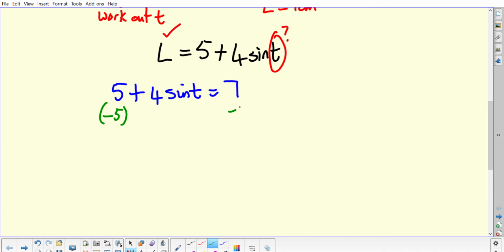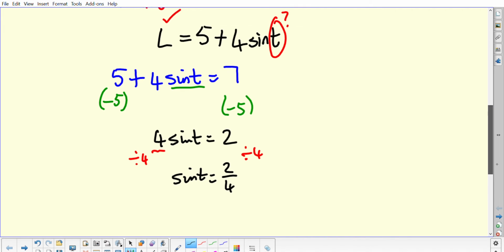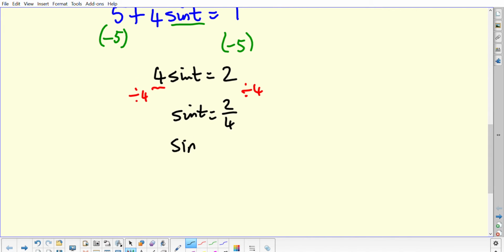So we know to get rid of the 5 from there, and I try and isolate the sine t term. So next line of working, you'd be left with 4 sine t equals 2, and then you want to get rid of the 4 here, and you do that by dividing both sides by 4, because it's multiplying the sine t. So we end up with sine t equals 2 divided by 4, and of course 2 divided by 4 is the same thing as a half. So we get sine t equals a half.